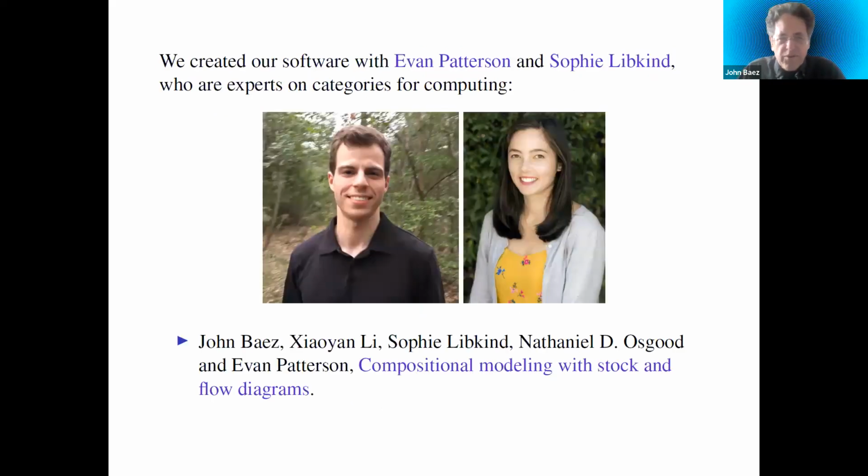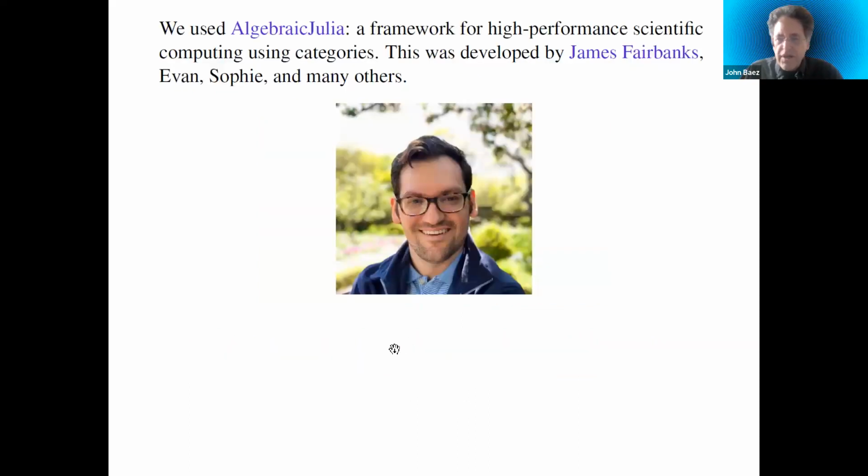Okay, so we created our software that does this stuff with Evan Patterson and Sophie Libkin, who are real experts on categories for computing. And our first paper on this was written with a whole team here, called Compositional Modeling with Stock and Flow Diagrams. That software, called StockFlow, used AlgebraicJulia, which is a framework for high-performance scientific computing using categories. And if you've been dealing with categories in computation recently, you've probably heard about it already. It was developed by a large group of people, including James Fairbanks, Evan, Sophie, and many others.